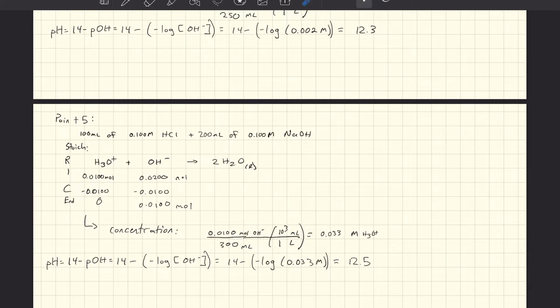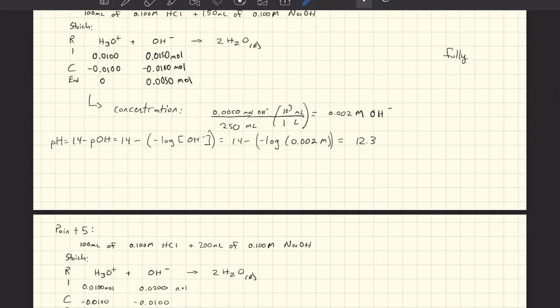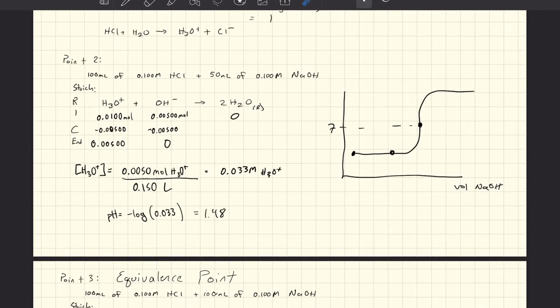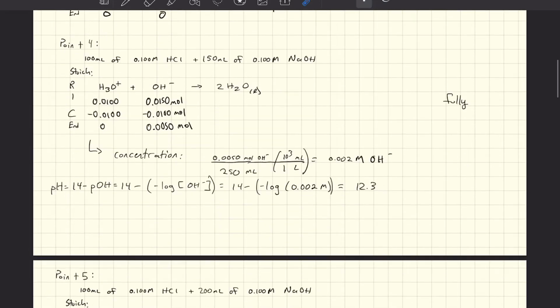Then we do the last part, same kind of setup, where hydronium is the limiting reactant. We use up all the hydronium, we have hydroxide left, we get a final concentration of hydroxide ion, and we can use that to find the pH, which is 12.5. Again, you'll notice between this point and this point, no big change in your pH. You remember the pH curve at the equivalence point for a strong acid, strong base: pH is about 7.